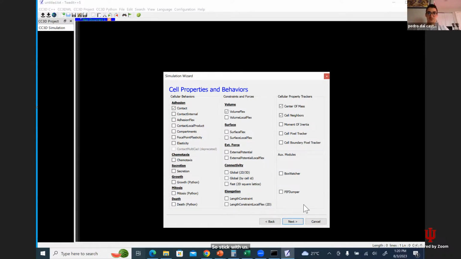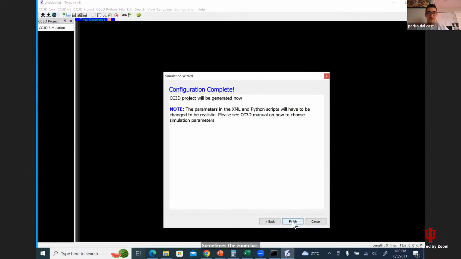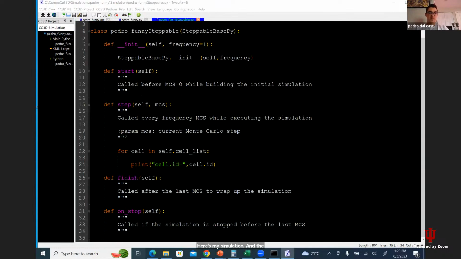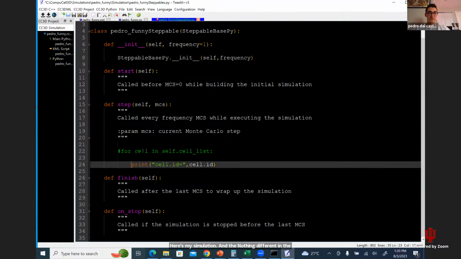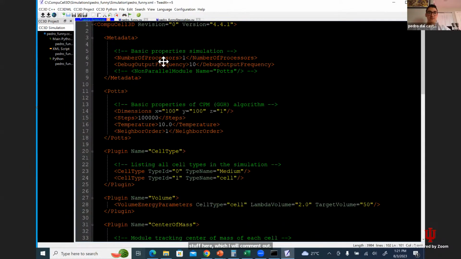Sometimes the Zoom bar annoys me so much I can't click on things. Okay, finish. Here's my simulation. And the steppables, nothing different in the steppables, okay? So that classic printing of useless stuff here, which I will comment out because it just slows the simulation down.